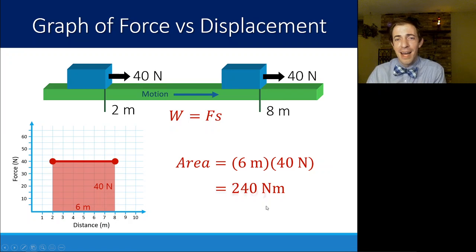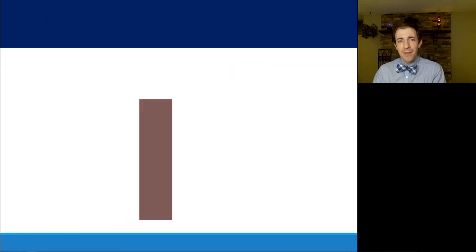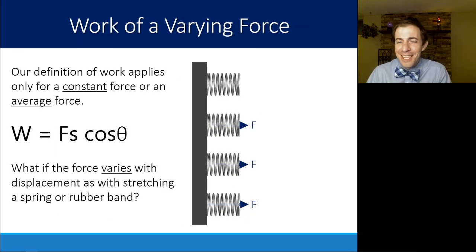Well, that can be simplified to just saying 240 joules. Our unit for work is the joule. Calculating the area of a force versus distance or force versus displacement graph will give you the work being done by the system.